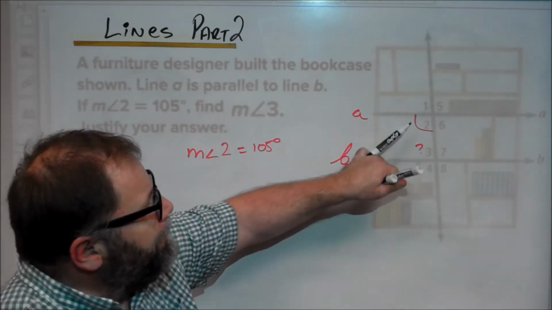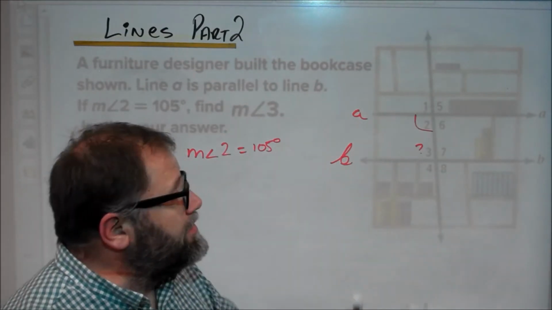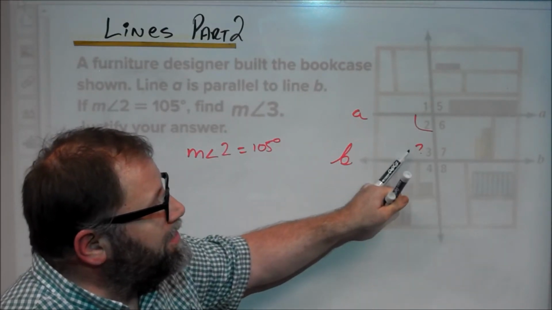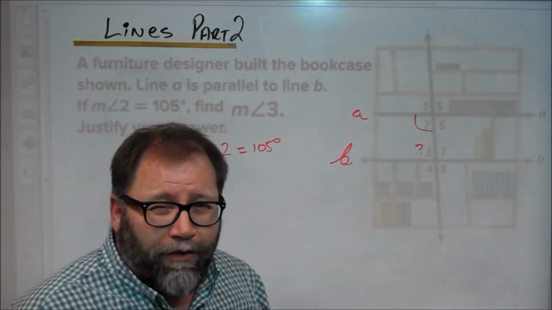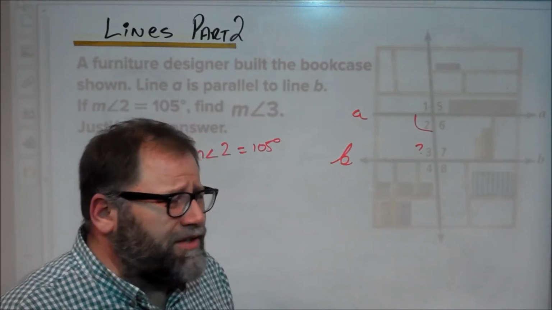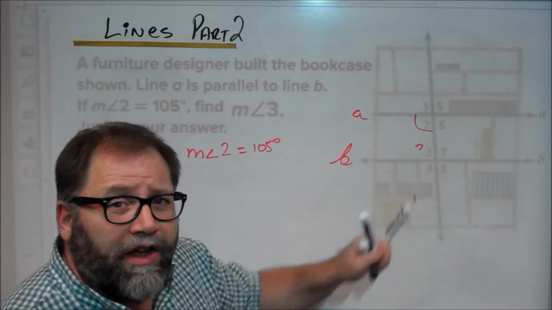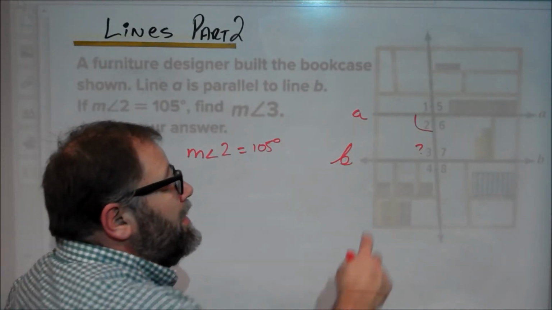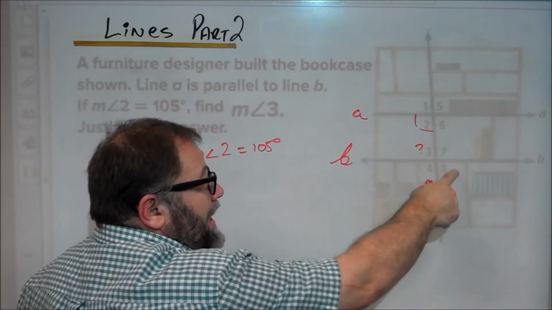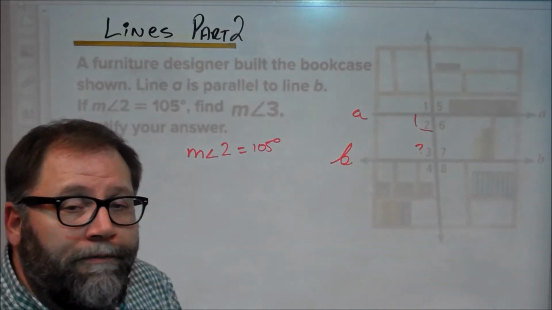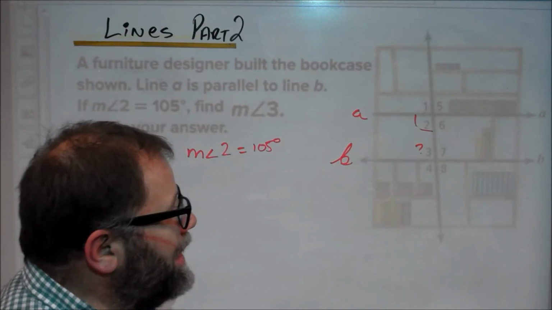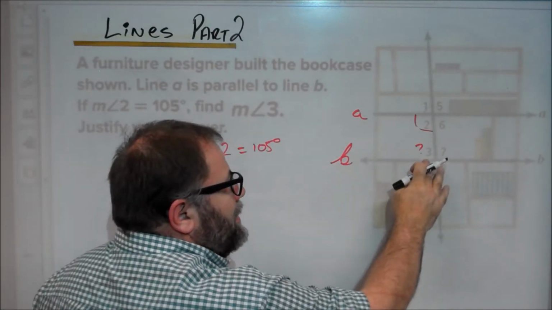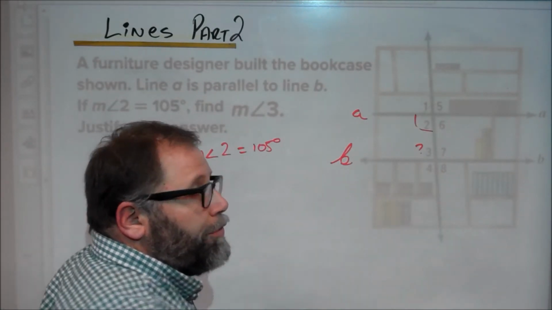Okay. Are they both on the interior? Yes. Are they both opposite the transversal? No. Are they both on the exterior? Of course not, because they were both on the interior. Are they corresponding? Are they in the same place in relation to the transversal and the lines? No. All right, so I think we've got two steps here we've got to work on. What's the first step? We've got to find an angle that's going to be congruent to angle 3.